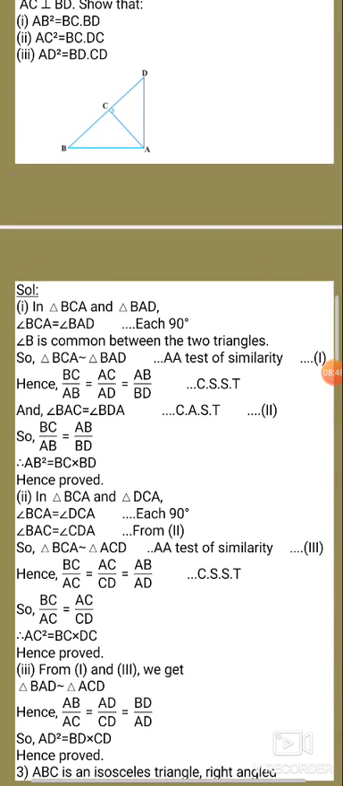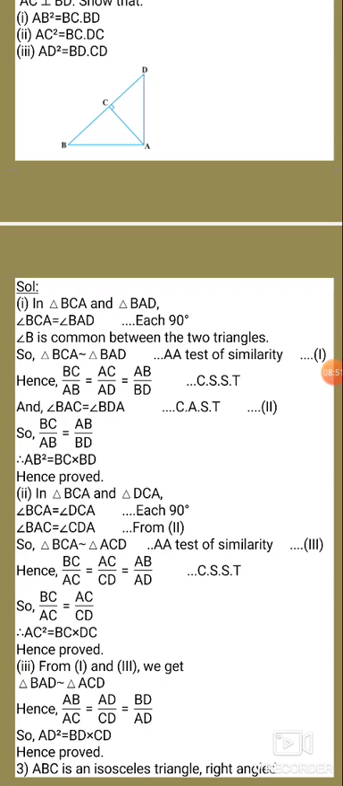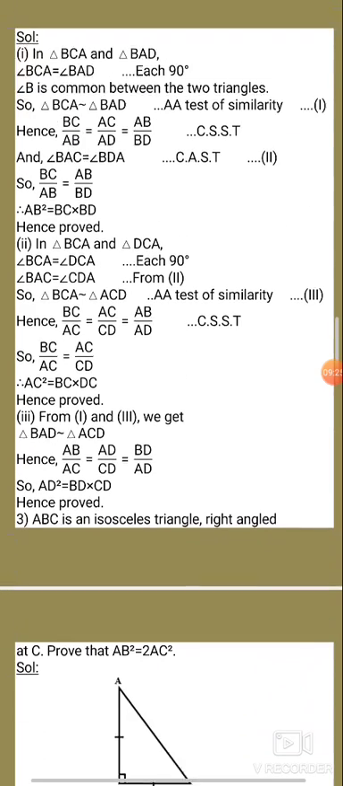Now from equation number 1 and 3, what do we get? Triangle BAD similar to triangle ACD. That is AB by AC equal to BD by CD equal to BD by AD. Now from that we can write, cross multiplying the last two, AD into AD is what? AD square is equal to BD into CD. Hence the result.